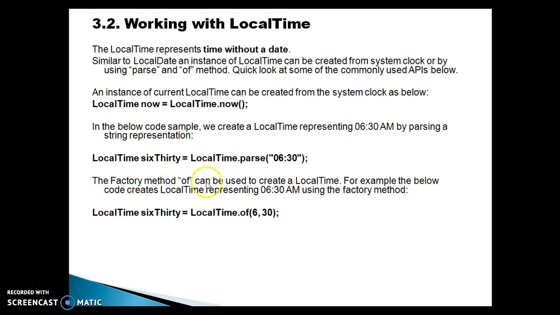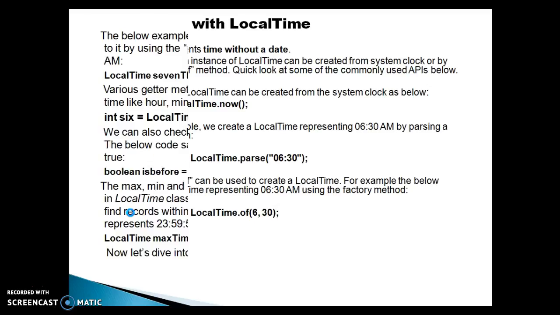The factory method of can be used to create a local time. For example, the below code creates a local time representing 6:30 AM using the factory method. Again, we have another factory method called of, and here you can pass the number of hours, and second is the number of minutes, and this will give you the local time object again.